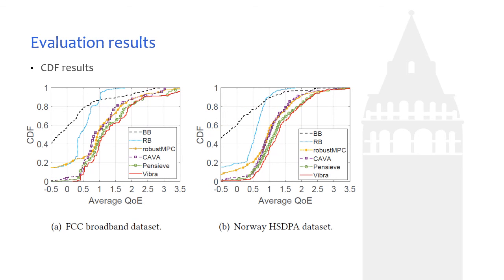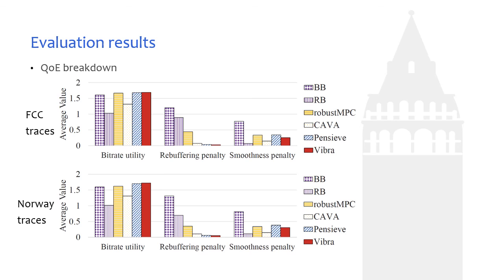To evaluate the performance of Vibra, we conduct extensive trace-driven experiments, and the results show that Vibra outperforms Pensieve with more than 8% improvements on both the FCC dataset and the Norway dataset. Compared to CAVA, which is the most recent ABR algorithm for VBR-encoded videos, the improvements are at least 28% on both the FCC dataset and the Norway dataset. For the QoE components, the results show that Vibra performs the best in bitrate utility and rebuffering penalty.